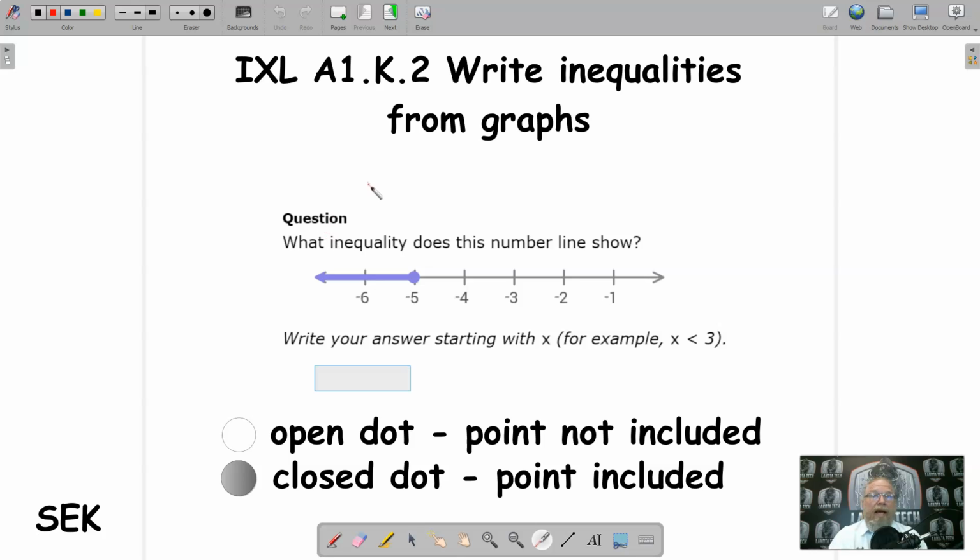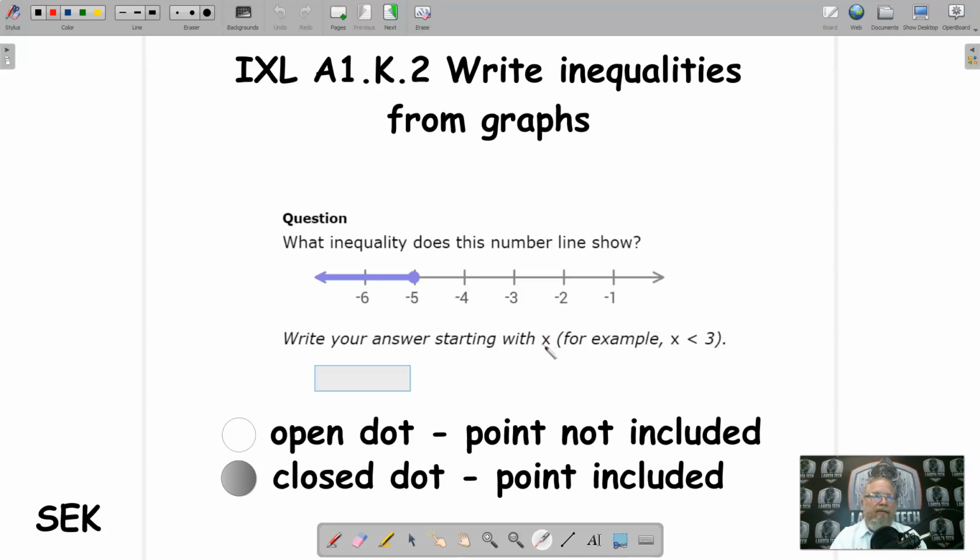All right, in K1, the previous activity, we were given inequalities and we had to graph them. Now it's the other way around. We have a graph and we're going to write the inequality. So the question says, what inequality does this number line show? And it says to write your answer starting with an x.